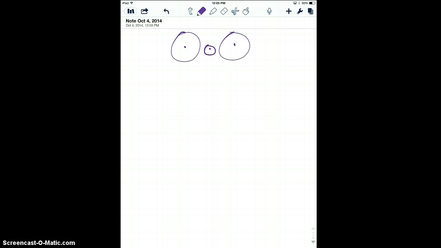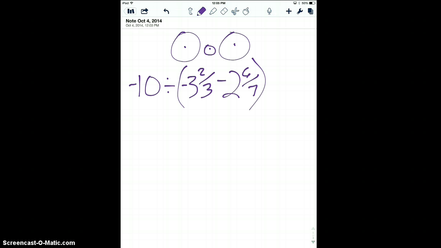So, anyway, the problem we're going to do is pretty difficult, so I'm going to write it out. -10 divided by, and again, you're going to write this out at the same time, -3 2/3, and you just might get more and more scared as I write this, -2 6/7 times 5.6.